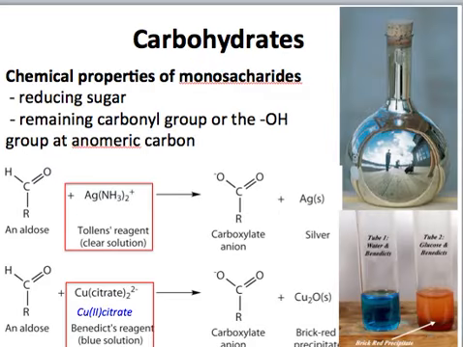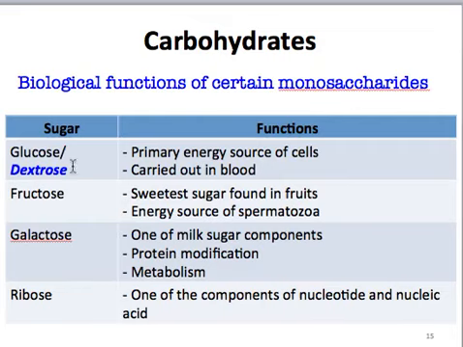The chemical reaction specific to monosaccharides is in reducing sugar, due to the presence of a carbonyl group or hydroxyl group at the anomeric carbon atom. To test whether it is a reducing sugar, Tollens' reagent or Benedict's solution is used. A reducing sugar turns Tollens' reagent into a silver-coated surface, while Benedict's solution changes to a cuprous oxide precipitate. Both tests yield an acid sugar. Here are the functions of certain monosaccharides for you to have a look through.